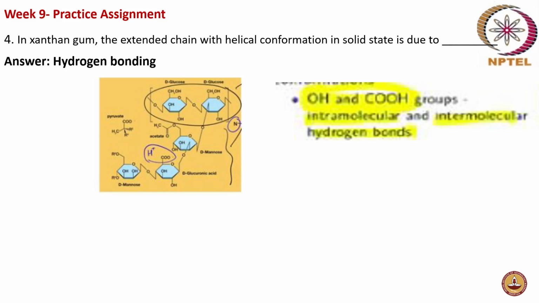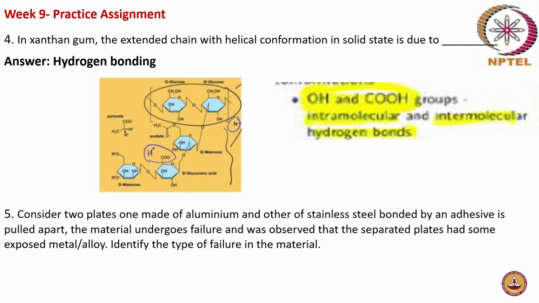Okay. Now let's come to the next question. So consider two plates. One plate is made up of aluminum. The other plate is made up of stainless steel. They are bonded together by an adhesive. So what you are going to do is pull apart these two.